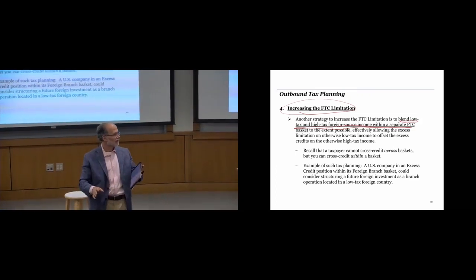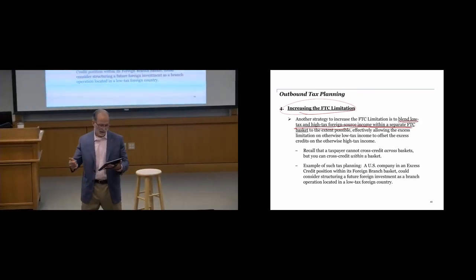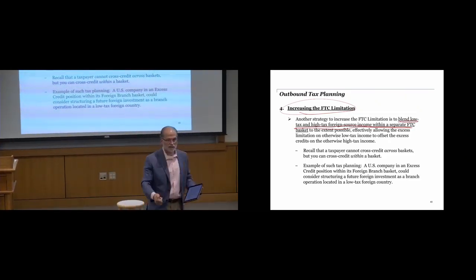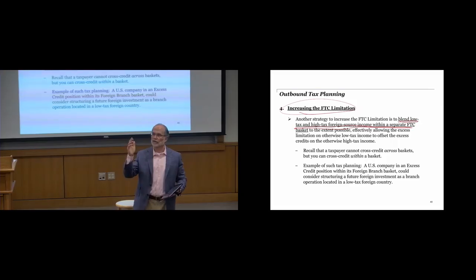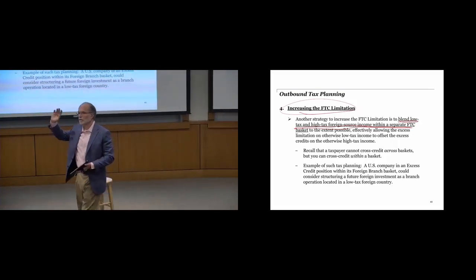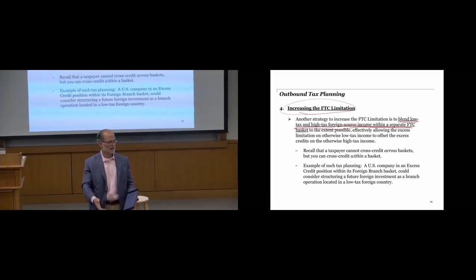So if I'm in the branch basket, and my branch basket has low taxed income in it. No, say it has high tax income, so I got a branch in Germany, paying 30% tax, so I got excess credits in my branch basket FTC limitation.